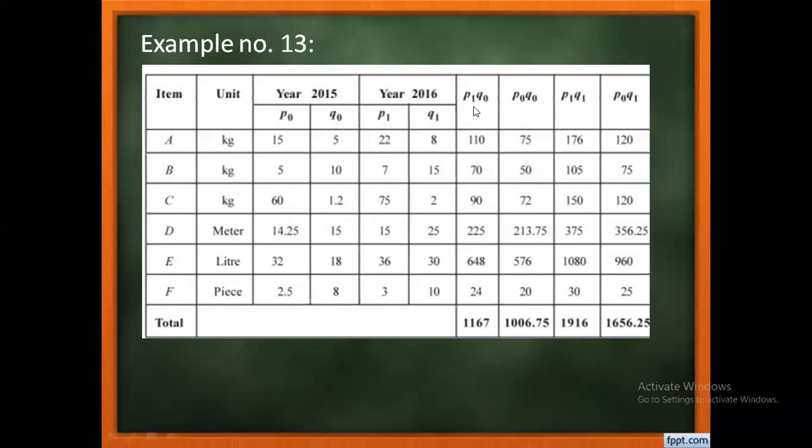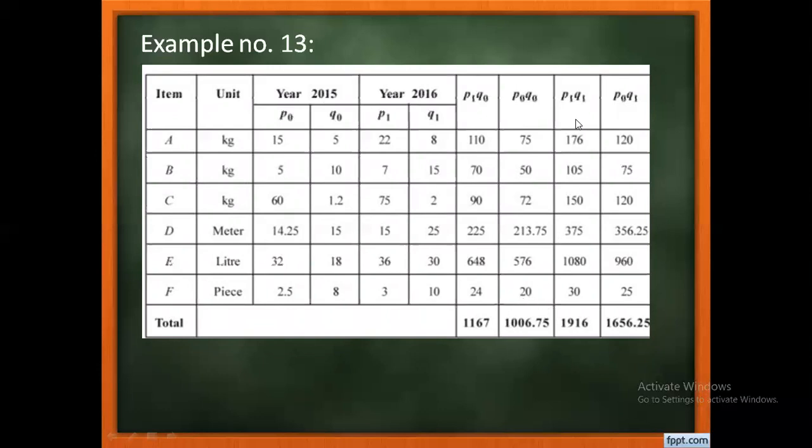First, we'll find P1 Q0, P1 into Q0: 22 into 5, 7 into 10, 75 into 1.2, 15 into 15, 36 into 18, 3 into 8. And the total of this is your sigma P1 Q0. Similarly, you can calculate P0 Q0. How? P0 into Q0, right? And the total of this is sigma P0 Q0.